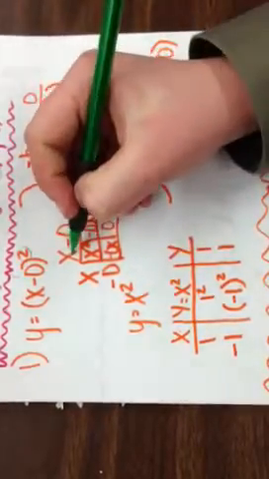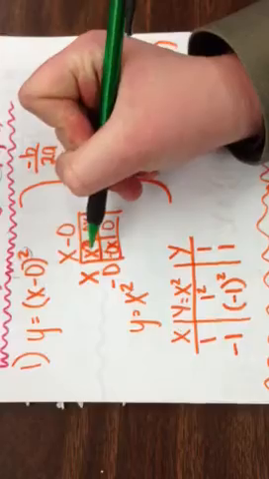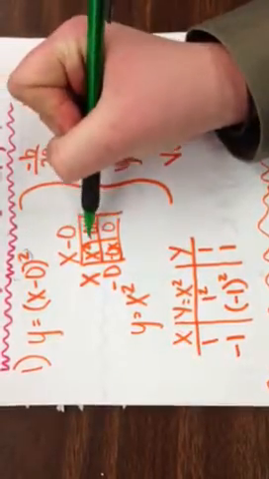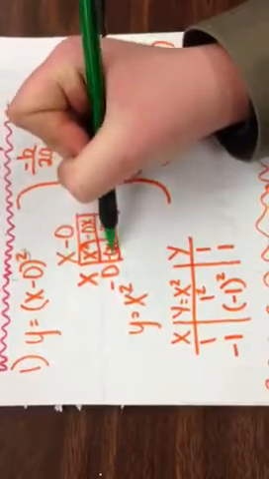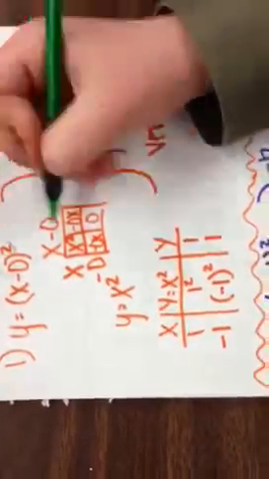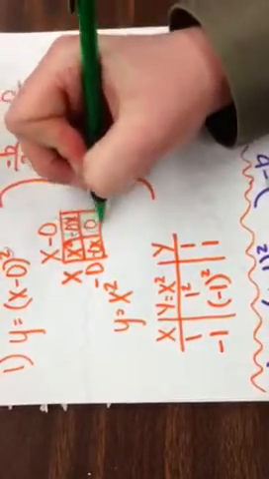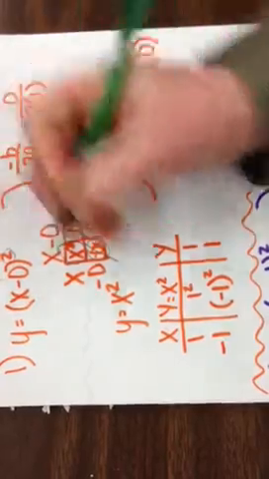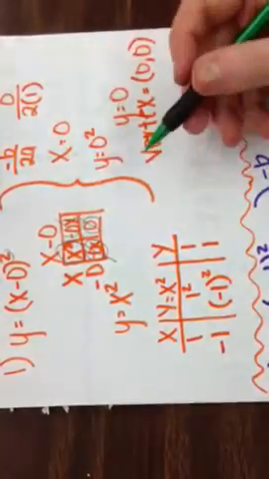And so x times x is x squared. X times negative 0 is negative 0x. Once again, negative 0x. And then 0 times 0 is 0. So we don't need these because they're all 0. All we're left with is this right here. So y equals x squared.